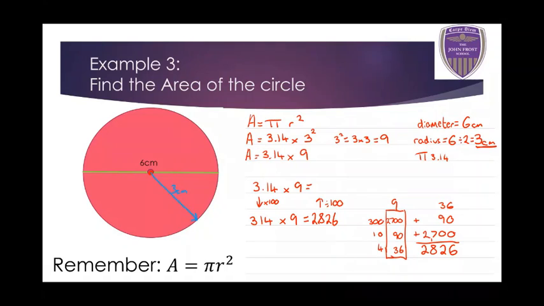Okay. So 3.14 times 9 is 28.26. Okay. Remember the units, it's going to be in centimeters squared. Okay, so that is our final area of this shape, 28.26 centimeters squared. Okay, now let's do one more example, and it's going to be slightly different to these past examples.